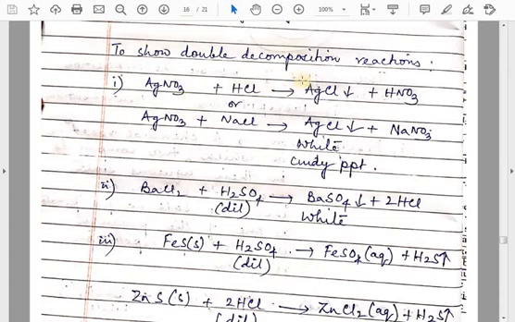Now, how to show the double decomposition reactions? Take a solution of silver nitrate in a test tube, add dilute hydrochloric acid or sodium chloride solution, you will get the white curdy precipitate of silver chloride and the corresponding either acid or sodium nitrate salt. That is, if you use hydrogen chloride, you will get nitric acid. If you use sodium chloride, you will get sodium nitrate.